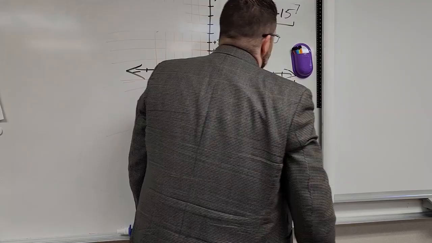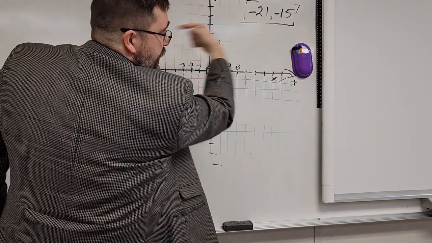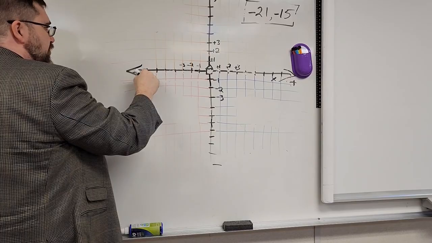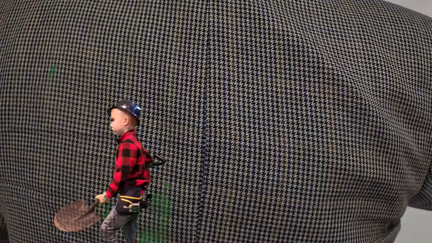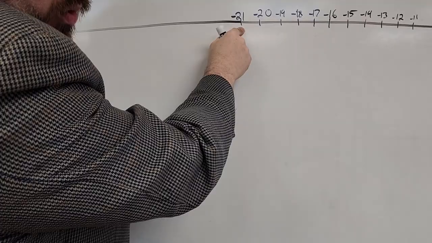Okay, so that's also fair game. Mikey can leave his house and start walking 21 steps in this direction down the sidewalk. 1, 2, 3, 4, 5, 6, 7, 8, 9, 10, 11, 12, 13, 14, 15, 16, 17, 18, 19, 20, 21. Okay, so now he has to go down 15 steps. The other coordinate was negative 15, which is down. So we count down negative 15.